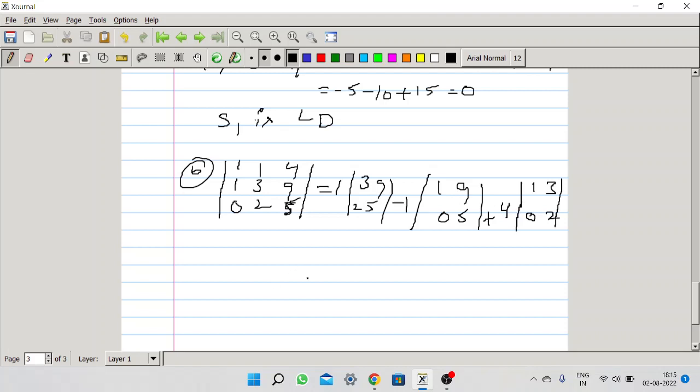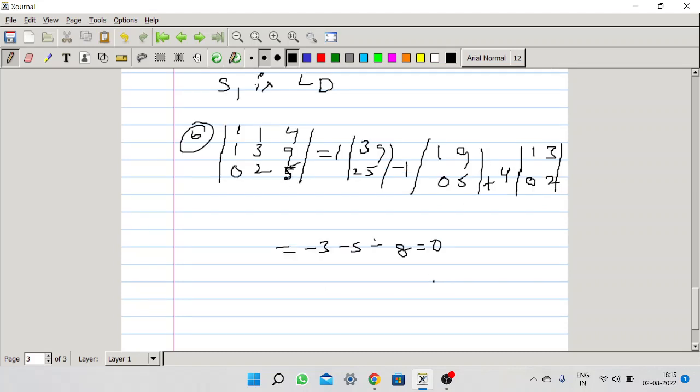This is nothing but 15 minus 9, 15 minus 18, that is minus 3, minus 1 times 5 minus 5, plus 4 times 2, that is 8. So this is also equal to 0. So this set is also linearly dependent. S2 is linearly dependent.